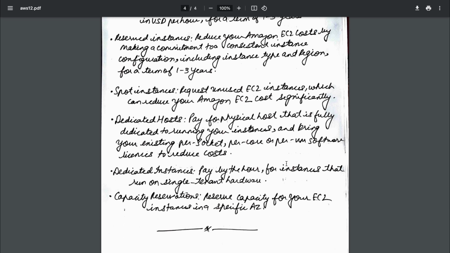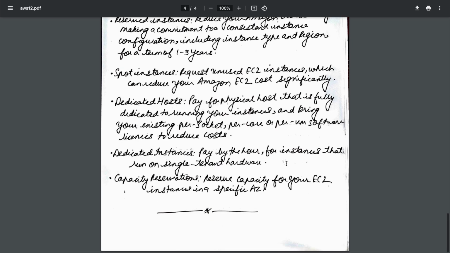Spot instances request unused EC2 VMs, which reduces your EC2 cost significantly. Now, coming to dedicated host, you pay for a physical host that is fully dedicated to running your instances, and bring your existing per-socket, per-core, per-VM software licenses to reduce your cost. If you talk about dedicated instances, you pay by the hour for the instances that you run on single-tenant hardware. Now, the last one is the capacity reservation. You reserve capacity for your EC2 instance in a specific availability zone.